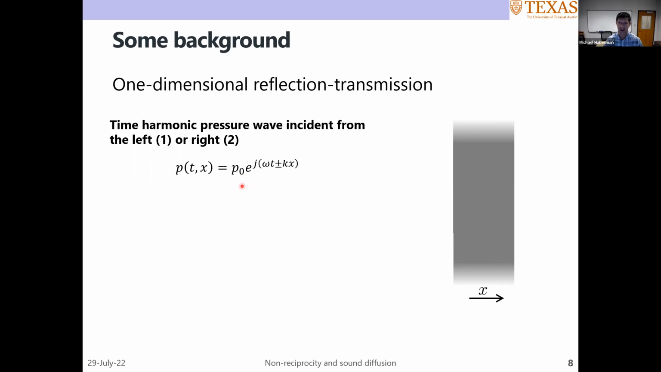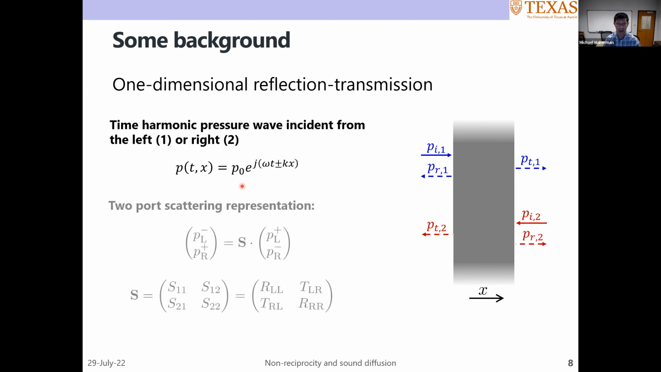We have an incident time harmonic pressure wave, and it can be incident from the left. Of course, we get transmission. In this case, incident 1, transmission 1, reflection 1. And then if we're incident from the right, then we get reflection 2 and transmission 2.